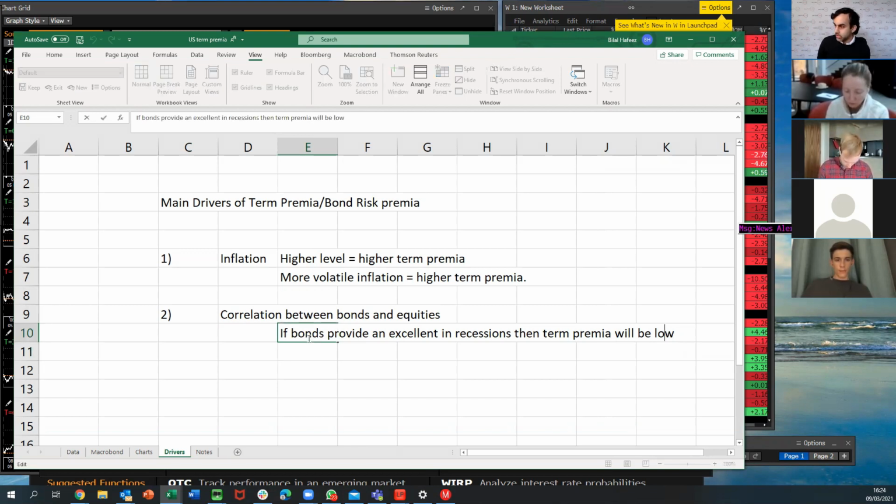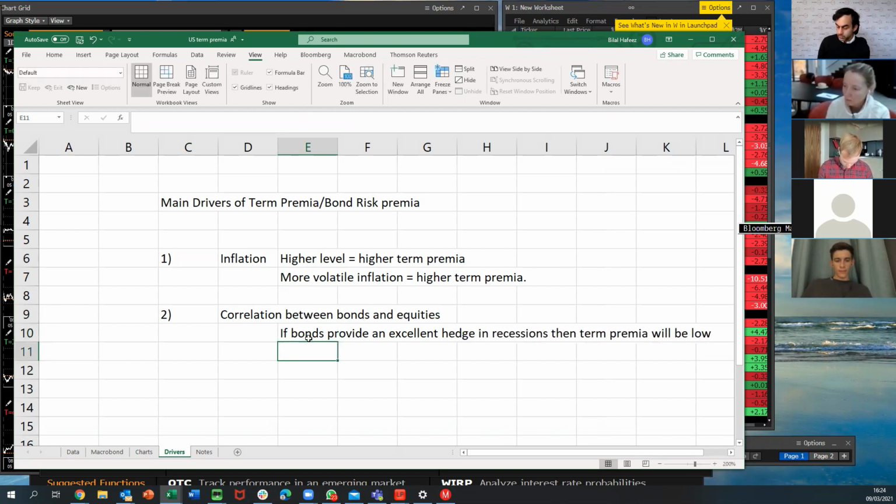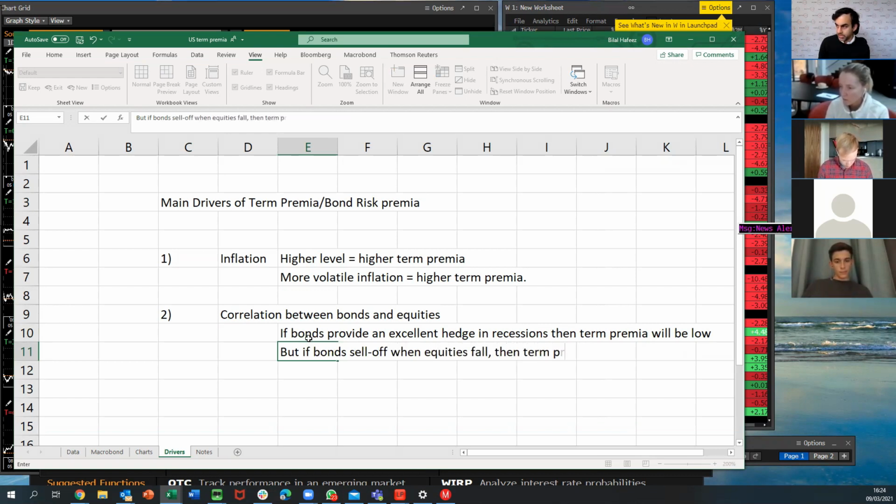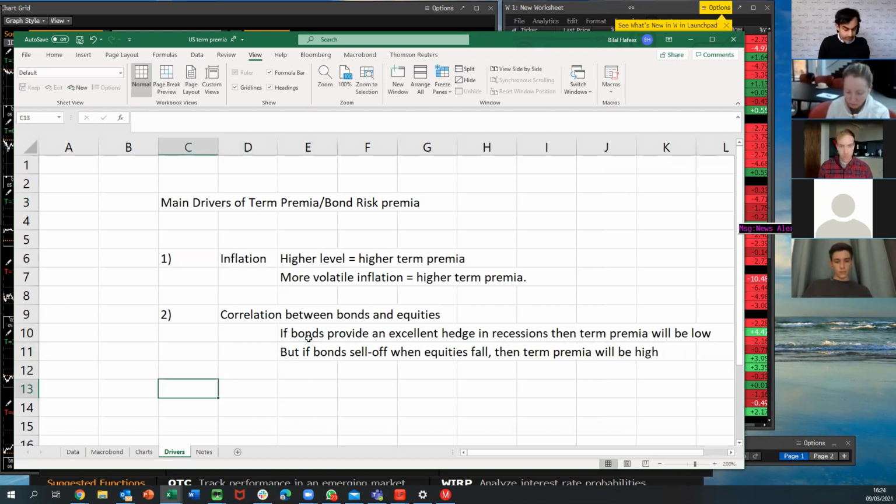An excellent hedge, I should say here. But if bonds sell off when equities fall, then term premia will be high. Okay, so that's kind of the second reason.